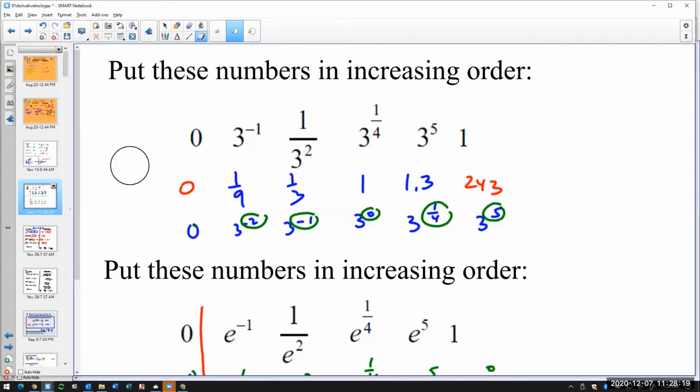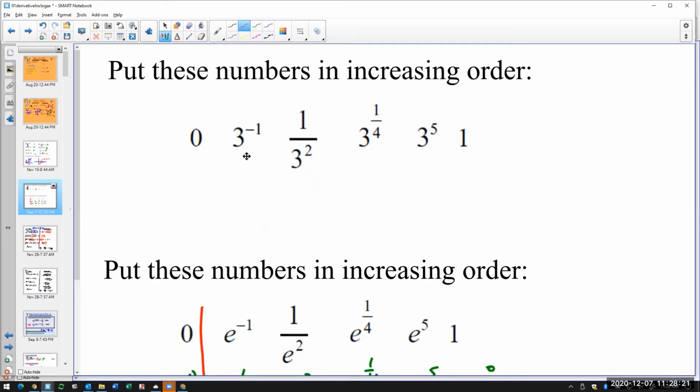All right, I want you guys to put some numbers in order for me. Let's start with these numbers here. Put these numbers in order. 0 is here. Do you agree that 3 to the negative 1 is really 1/3? You guys okay with that? Now, this is kind of interesting. 3 to the negative 1 has a negative, but it's not a negative number. 1/3 is not a negative number, even though it has a negative here.